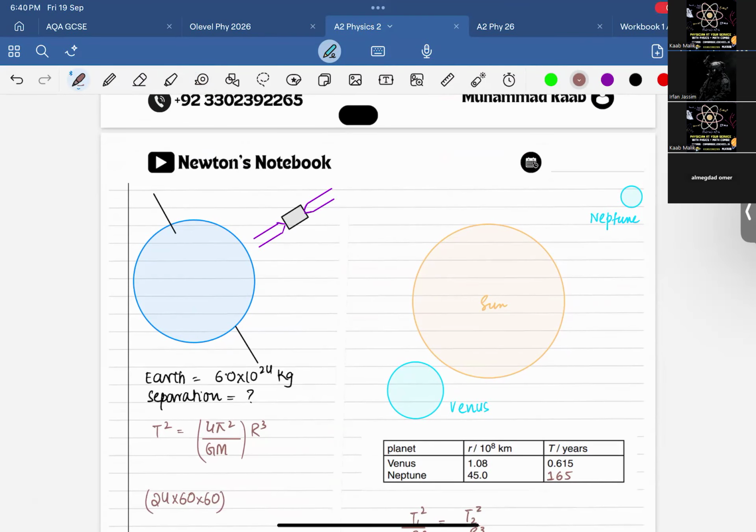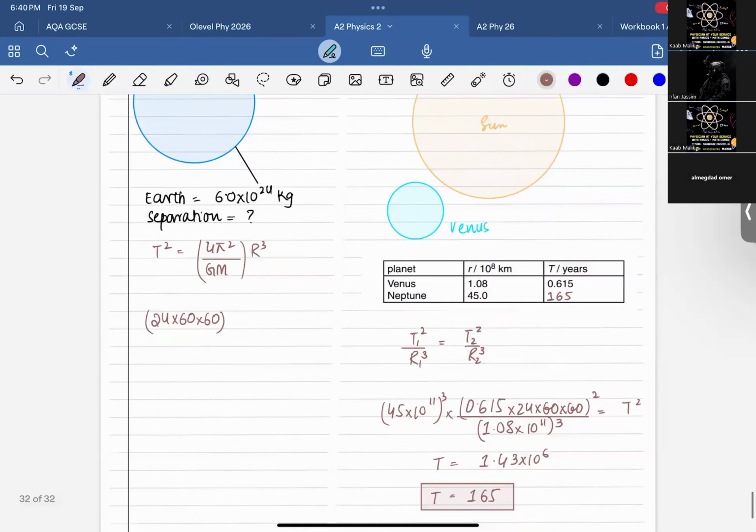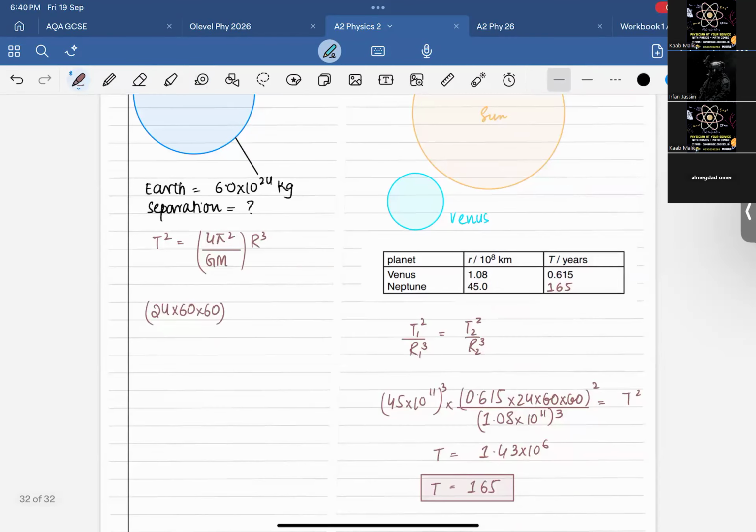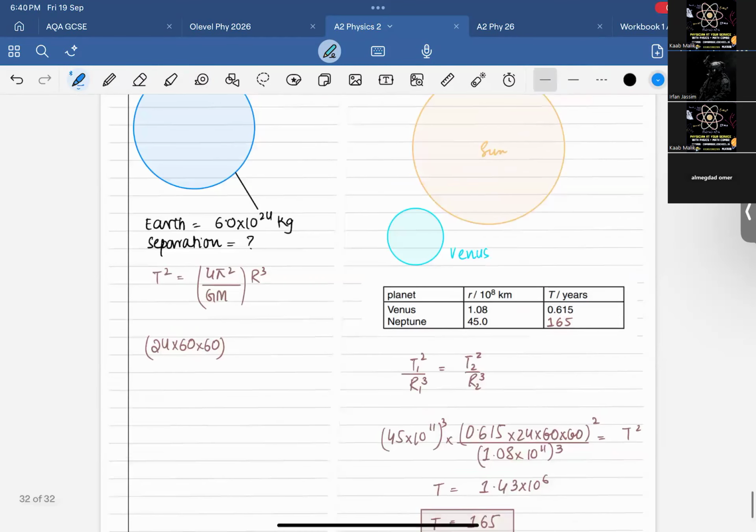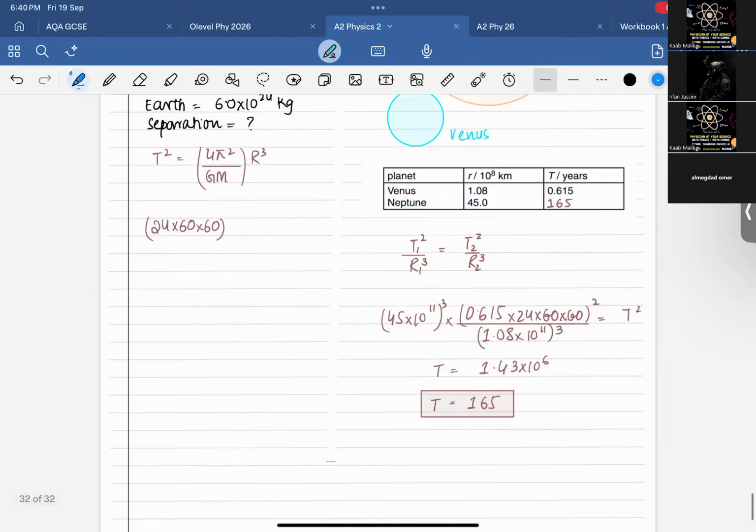Wait, sir. T is equal to 165. Yes, I'm getting 165 here. You're converting into years. Yes, this is years, and this is seconds. Right? Clear?